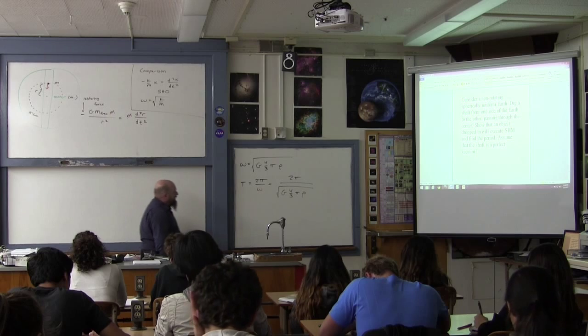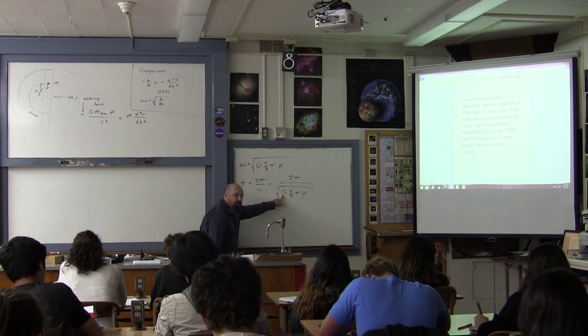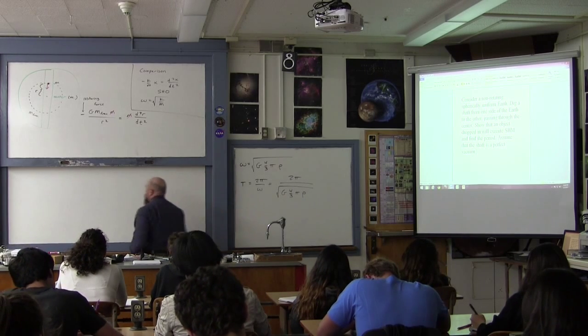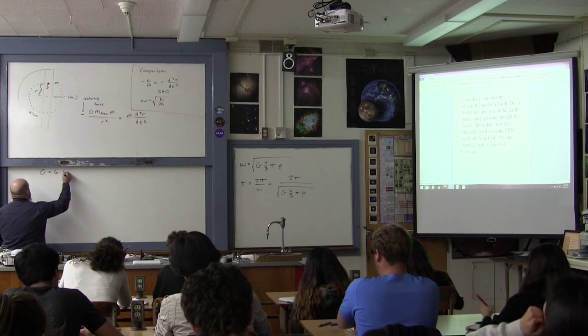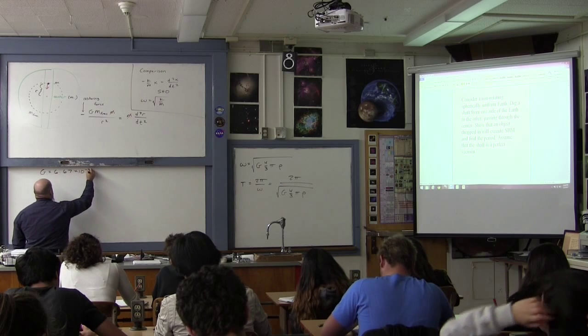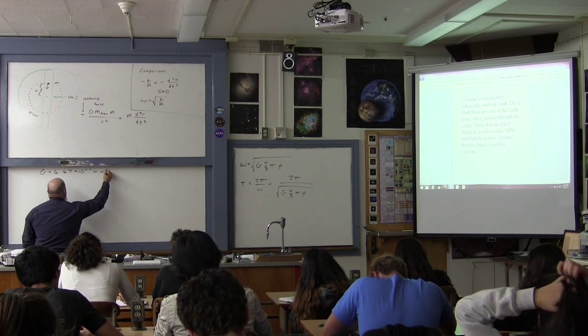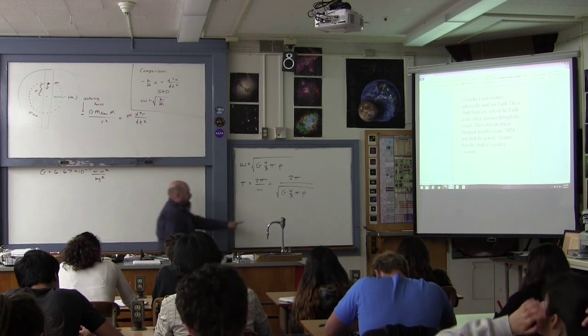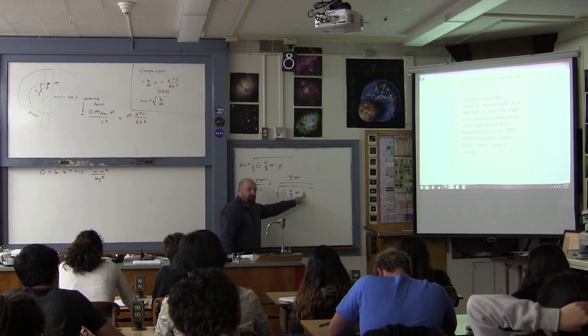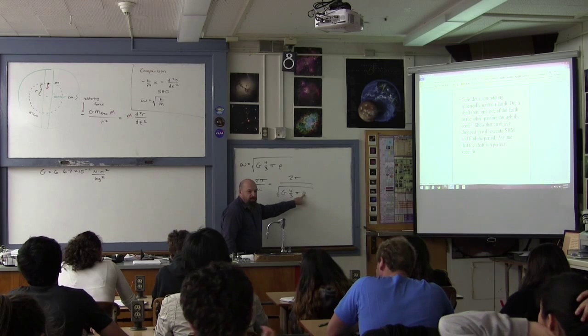Now the first number that we need is the universal gravitational constant from chapter 6. It's been a little while since we've seen it. Remember that the universal gravitational constant is 6.67 times 10 to the minus 11 Newton meters squared per kilogram squared. But then we also need the density of the Earth. So how do we calculate the density of the Earth?